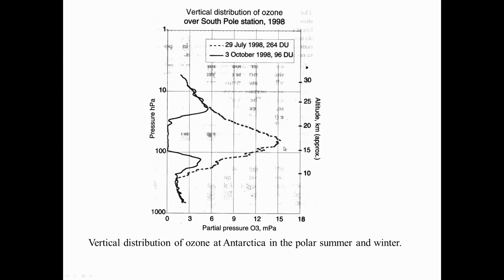But it's not the average concentrations that were the important thing. It was these complete depletion events where you had the runaway destruction of ozone that meant that there was zero ozone at certain parts of the atmosphere. And you can see here, at the South Pole Station, at 15 to 20 kilometres, you'd gone down to zero ozone in the atmosphere. So this was 96 Dobson units averaged throughout the whole column, instead of about 260.